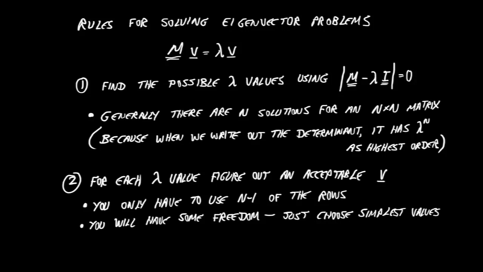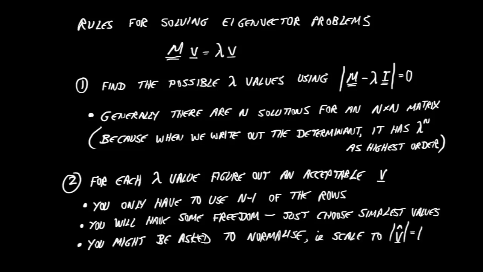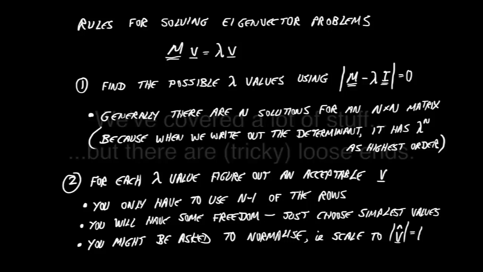We had some freedom as to what values to choose for our eigenvector, and in fact that freedom corresponded to just scaling the entire eigenvector to a greater or smaller magnitude. If we were asked to normalize, we would simply work it out using whatever values we like, the simplest values, and scale it at the last step so that it has unit length.